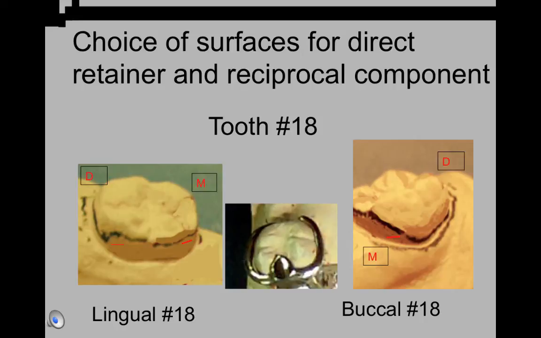I usually choose the worst undercut on the tooth for placement of my direct retainer terminus. The tip goes into that undercut in the terminal 1/3 to 1/2, so I don't have to adjust the tooth as much and run the risk of getting into dentin.